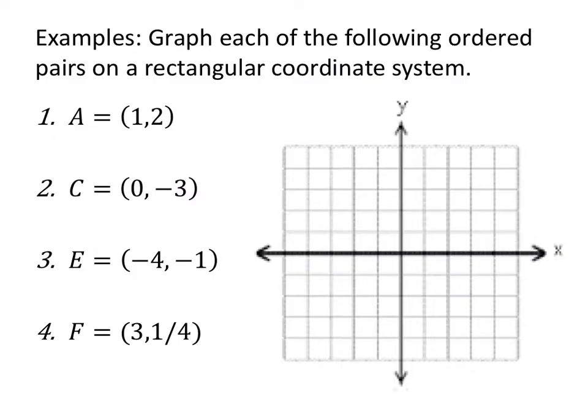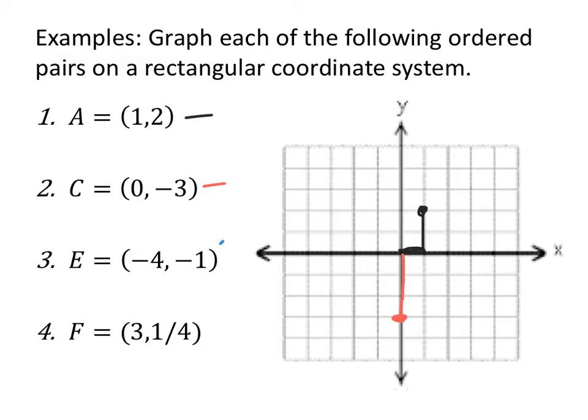So let's graph some ordered pairs on the rectangular coordinate system. If we have A equals (1, 2), I'm going to start at (0, 0) and go 1 over, 2 up, and I have a point (1, 2) for A. I can use a different color here. (0, -3). So my x value is 0. I don't go right, I don't go left, I just go down 3 units. And put a dot.